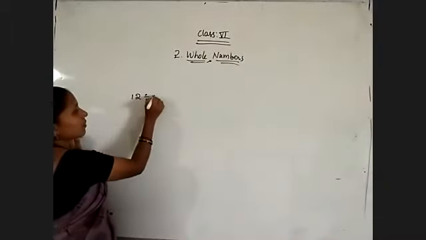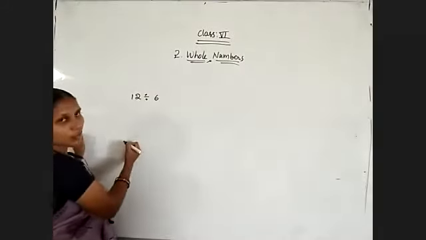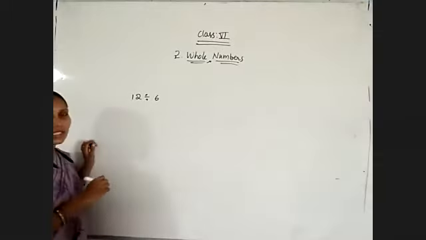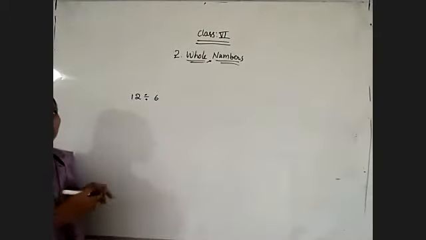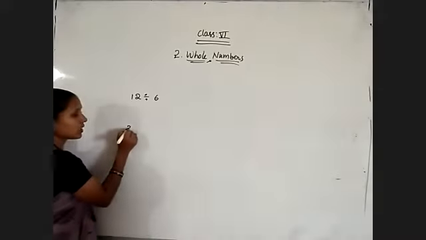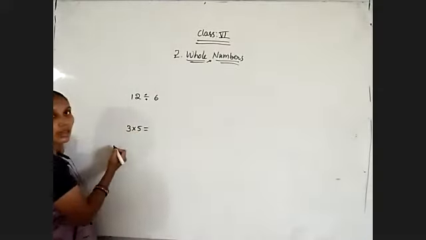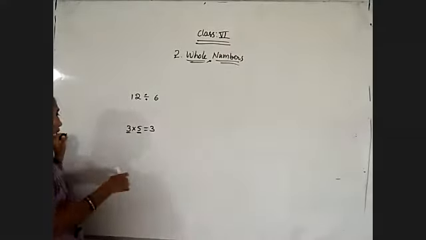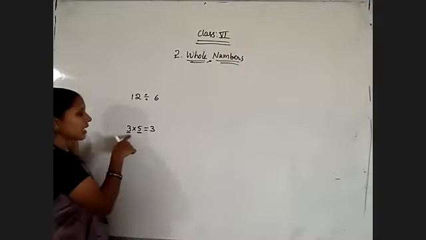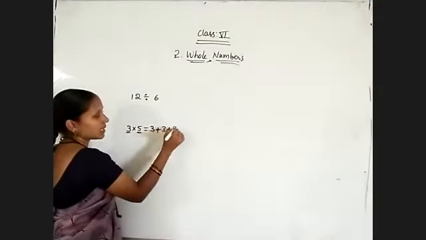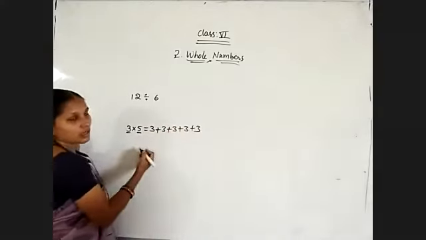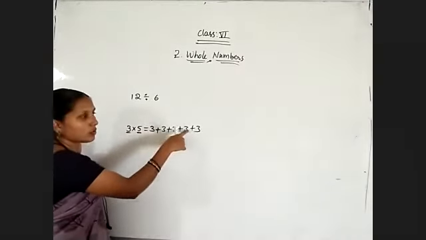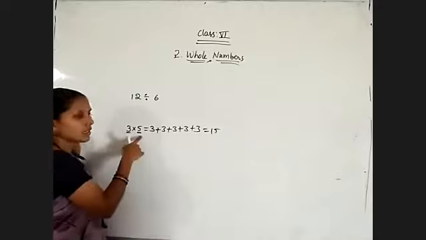12 divided by 6 I gave for suppose. Multiplication is nothing but repeated addition. Why I am telling, observe here, 3 into 5. 3 is added 5 times. That's what we did on the number line also. 3 plus 3 plus 3 plus 3 plus 3. So what is the answer? 3 plus 3, 6. 6 plus 3, 9. 9 plus 3, 12. 12 plus 3, 15. Yes, 3 fives are 15 only.